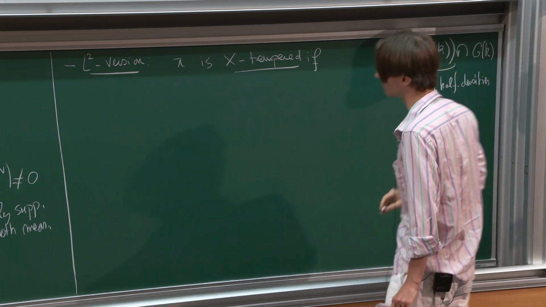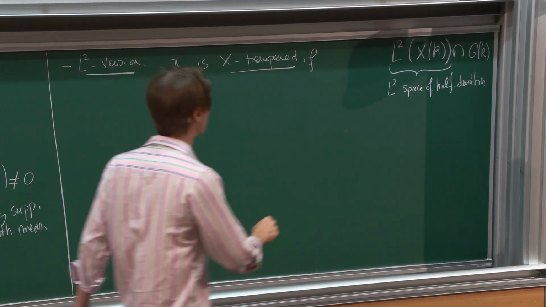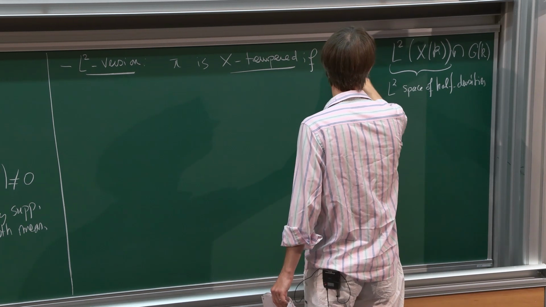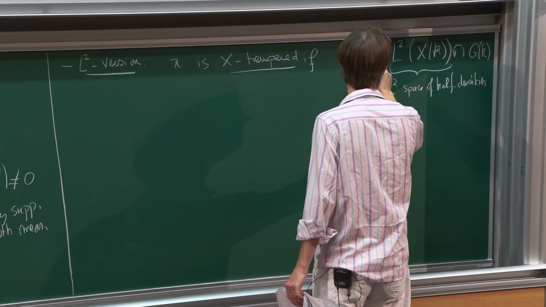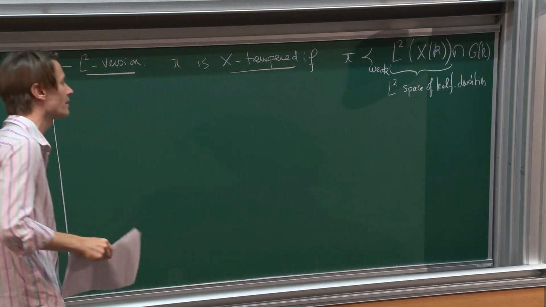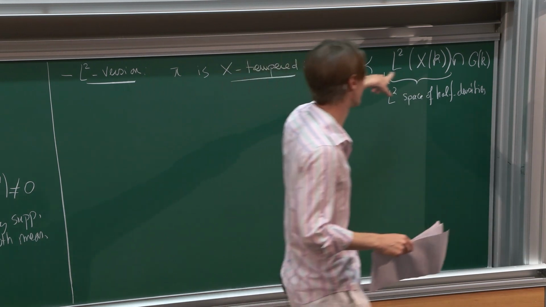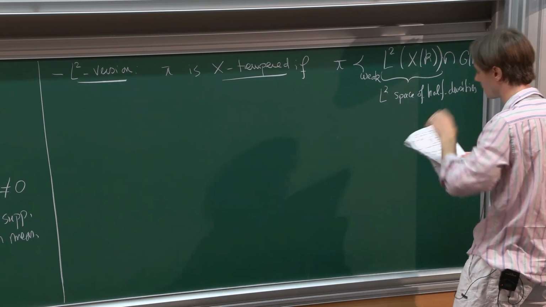And this is naturally a unitary representation of G of k. Okay? And we'll say that it's X-tempered if it appears in this L2 space, in the sense of the theory of unitary representations, meaning that it's weakly contained. So this is the technical sense in which a representation can appear in a unitary representation.